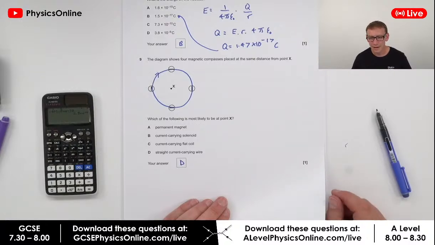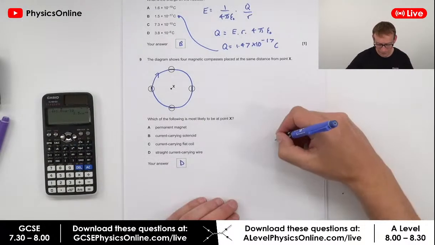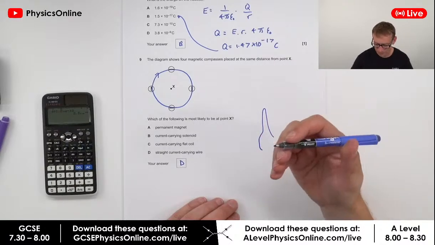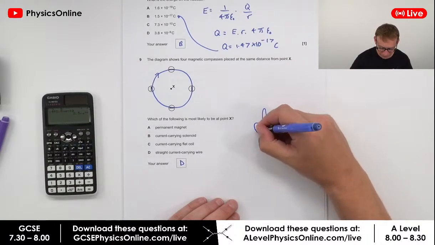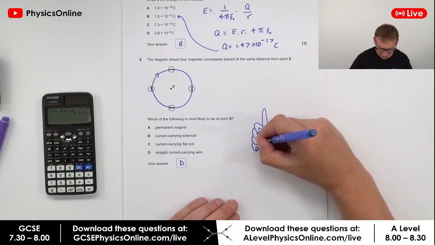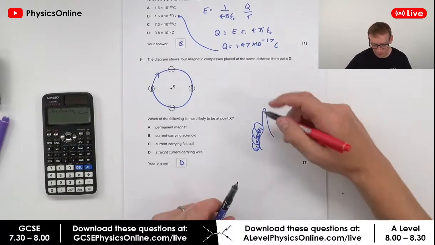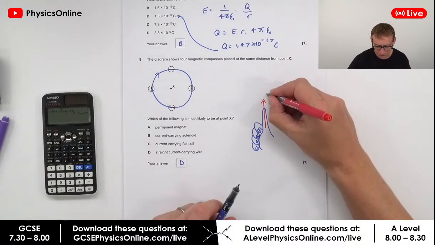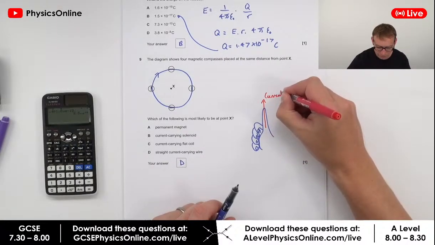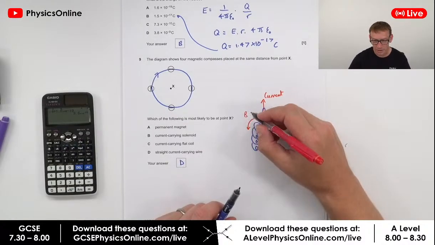Okay, there we go. The right hand grasping rule: if this is my thumb and these are my fingers, basically we can use the right hand grasping rule where the thumb is the direction of current, and that's conventional current, and this direction here shows the direction of the magnetic field.